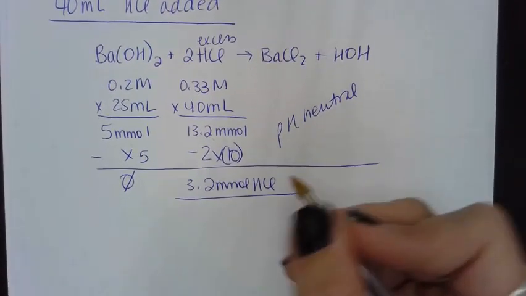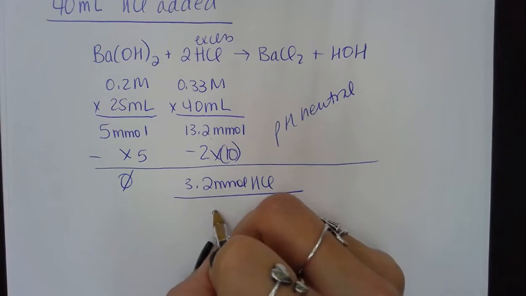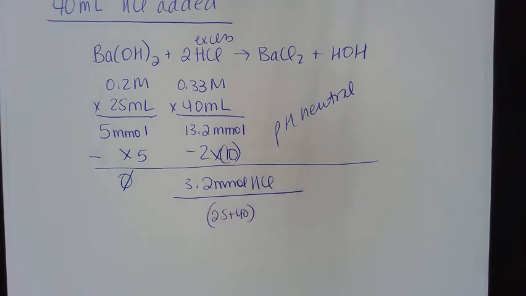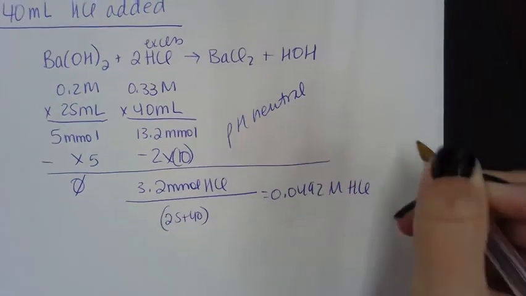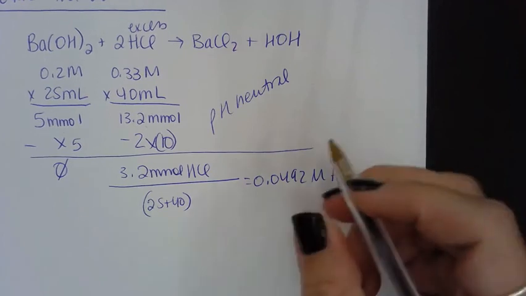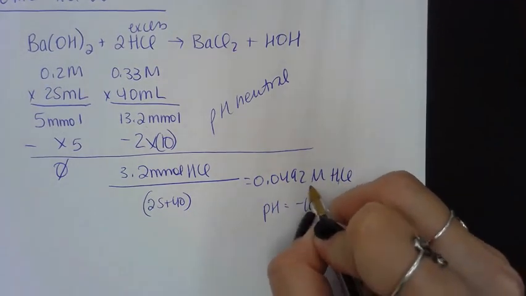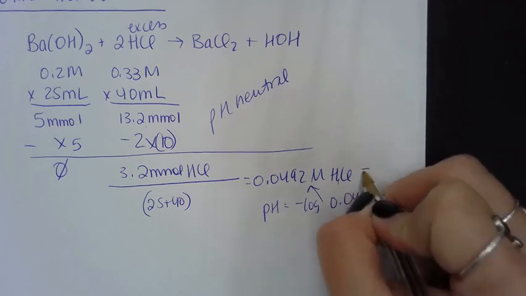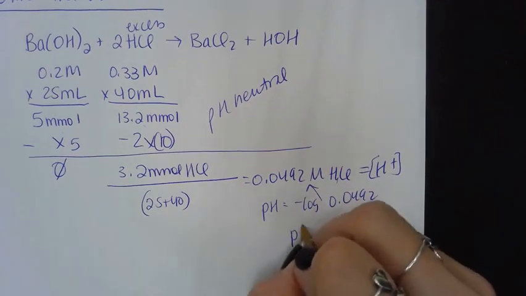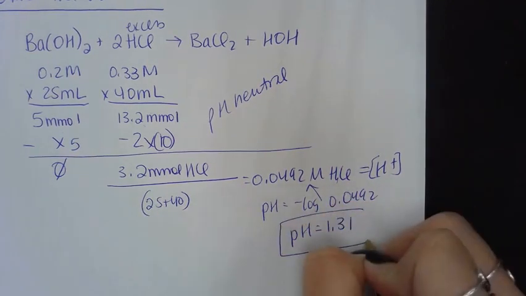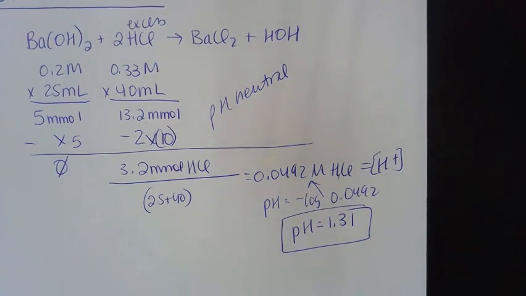To calculate the pH, I need to divide it by the total milliliters, which is going to be the 25 plus the 40. So 3.2 divided by 25 plus 40. I got 0.0492 molar HCl. So this is HCl, it's just going to have one of them. pH is just a negative log of that because that is going to equal my H plus concentration. So I get a final pH of 1.31. And that does make sense since now we have excess strong acid. We should be in the strong acid range.